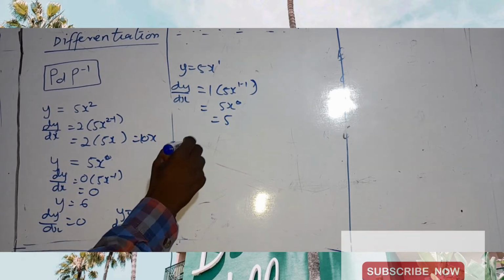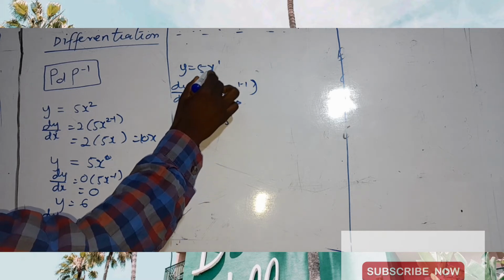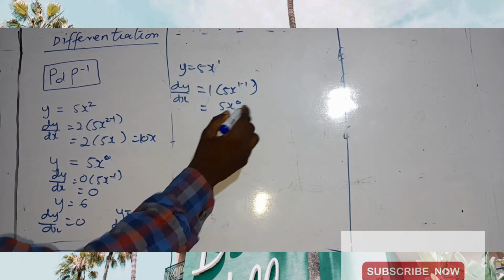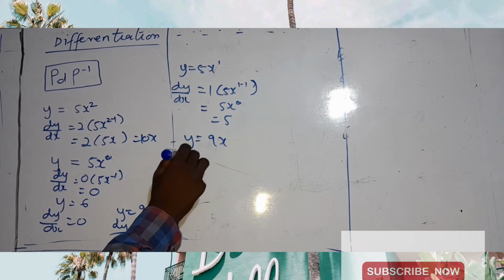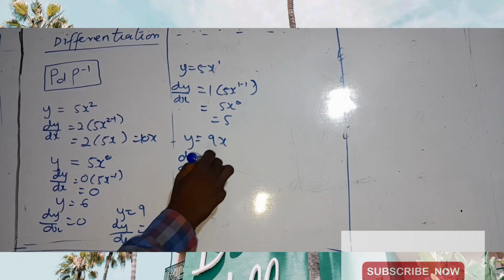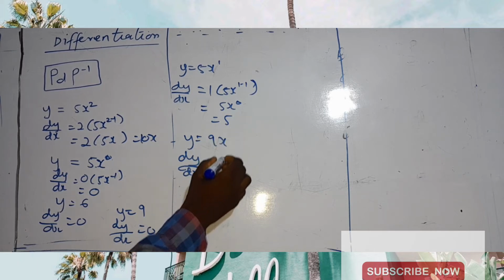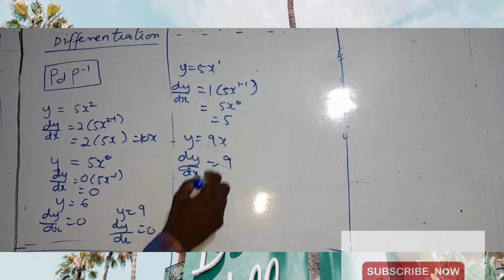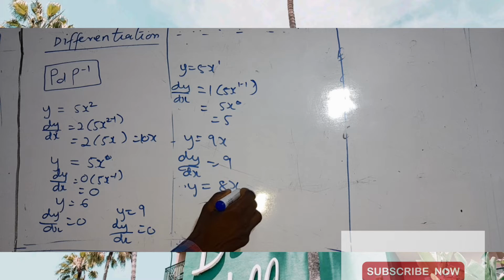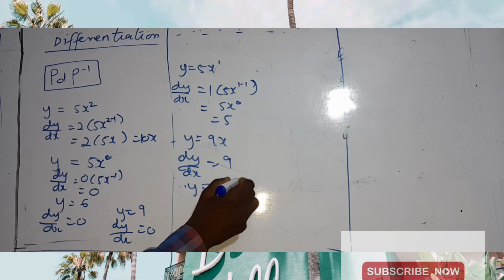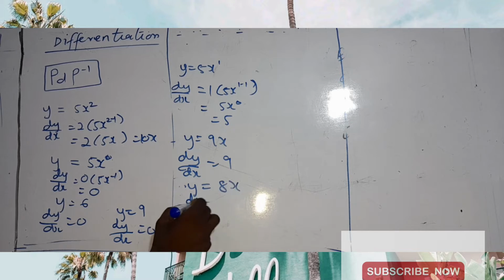So in short, anytime you are differentiating only the variable with that exponent, it is just 5. For example, if they give you a question like y equals 9x, if I have to differentiate it, dy/dx, just forget the 9 because it's only power 1, it becomes 9. If I have a question like y equals 8x, you are looking at only the variable, because the 8 is constant. We're going to say dy/dx is equal to just 8.